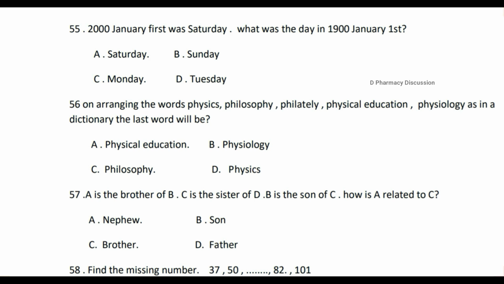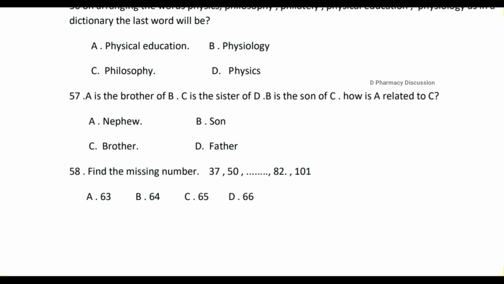Then 57. A is the brother of B, C is the sister of D, B is the son of C. How is A related to C? Option A. Nephew, B. Son, C. Brother, and D. Father. Correct answer is option B. Son.